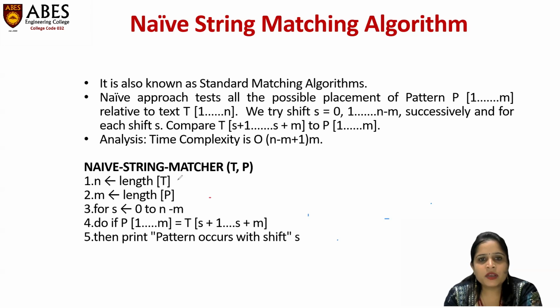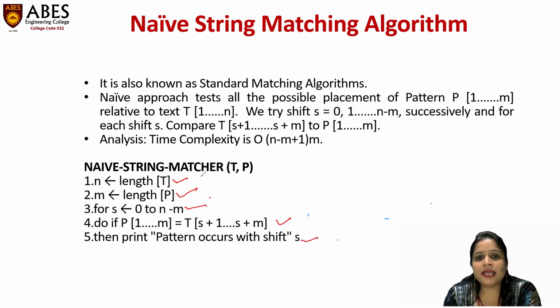Step number 1. First we have to calculate the size of text array in n, then the size of pattern array in m variable, and then iterate the loop 0 to n minus m times. And in each loop, we compare our pattern of size 1 to m with each element of the text array one by one, means P of 1 to m is equal to T of S plus 1 up to S plus m. And after finding the pattern, we just print the pattern occurs with a shift value S.